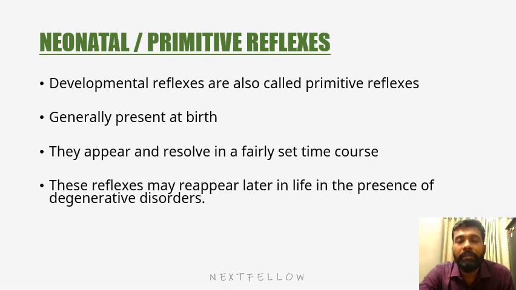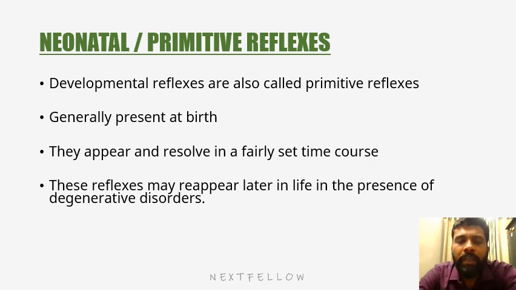So neonatal reflexes or primitive reflexes are also known as developmental reflexes. They are generally present at birth and they usually resolve over a set period of time. They appear and resolve in a fairly set period of time. These reflexes may reappear later in life due to the presence of some degenerative disorders.